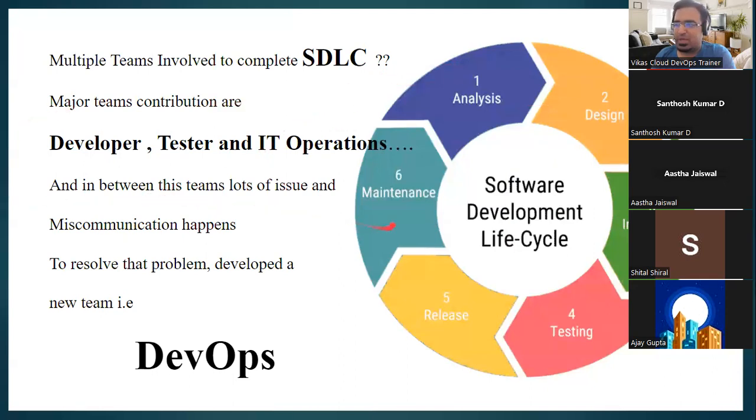In between these teams, if any issue happens, if anything is not running fast, if the developer is not getting an environment, or the QA environment is different.